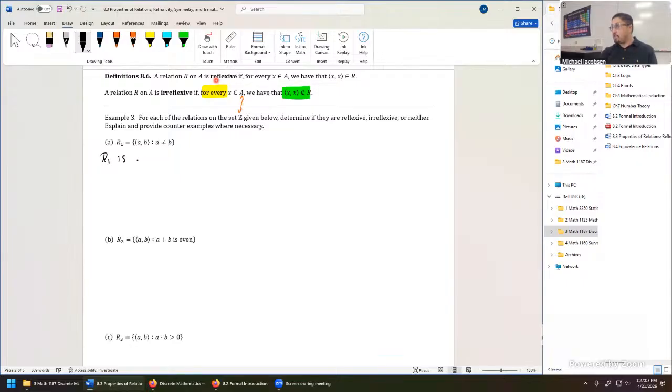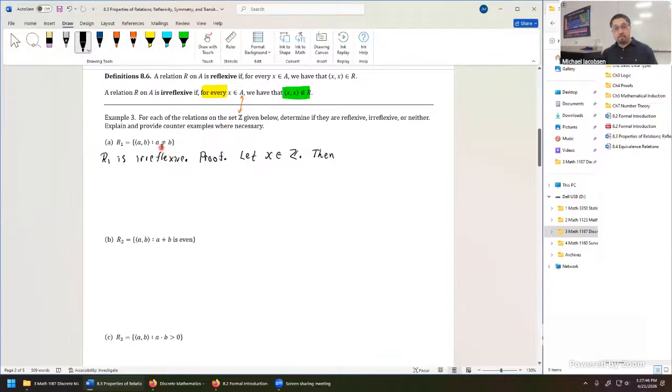R1 is irreflexive. Now we have to explain why, but the explain is just an honest proof. So let's prove it. For every, what we do is we grab just an arbitrary element. Let's call it X, be in Z. Then we have to show X, comma X, X is not related to itself whatsoever. It's not in the relationship R.